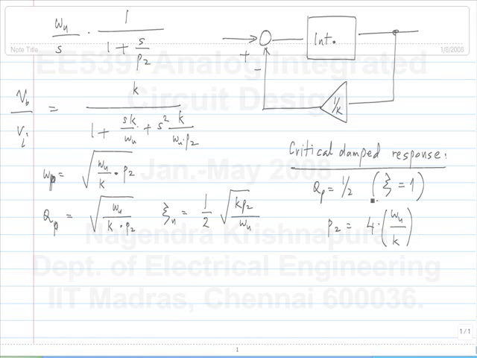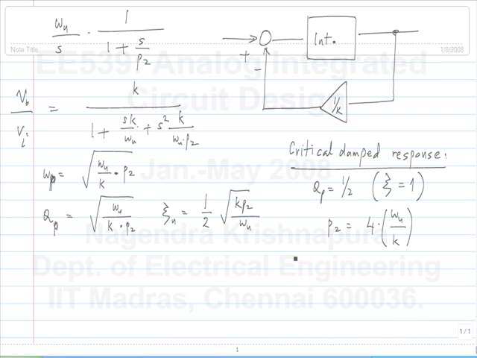So, critically damped response means that if you apply a step to the input, at the output you get a step response which doesn't overshoot beyond the steady state value. But it's the fastest response you get without overshooting. Of course, you can slow it down further, but it's the fastest you get without overshooting.